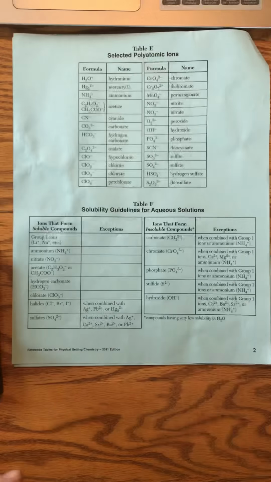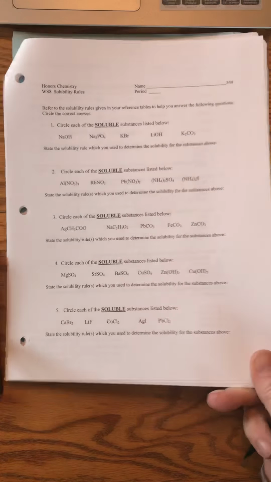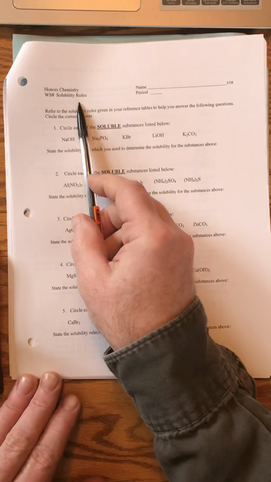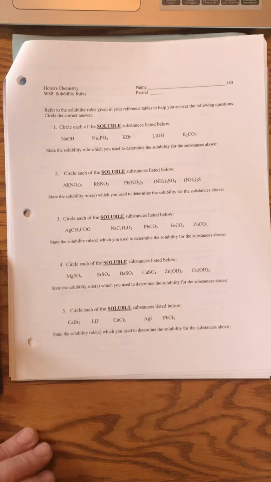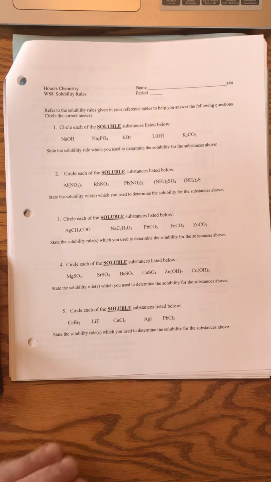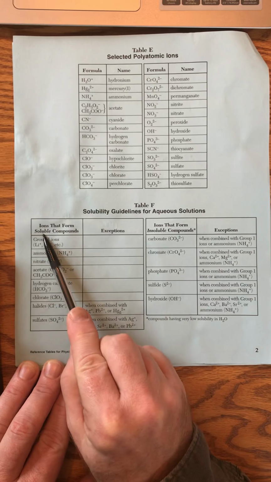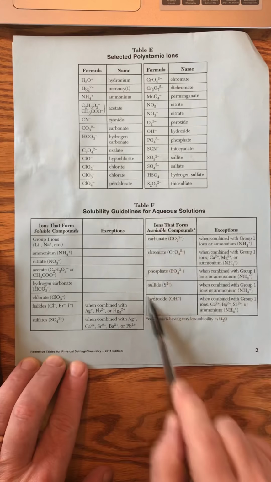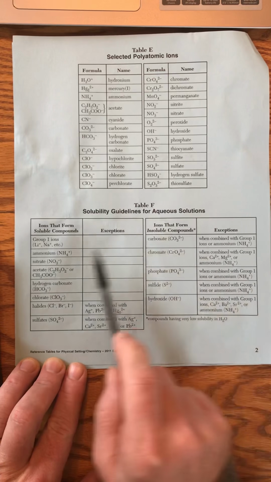This is a review. It's based on Table F, so as opposed to assigning this one, we're going to go over it together. Okay, so Worksheet 8, Solubility Rules. Refer to the Solubility Rules Guideline. Look at Table F. Circle each of the soluble substances listed below. So we've got a bunch of substances here. Remember Table F, the large box on the left, these are soluble things, a few exceptions. The large box on the right, these are insoluble things, and the exceptions here are pretty much the rules over here.